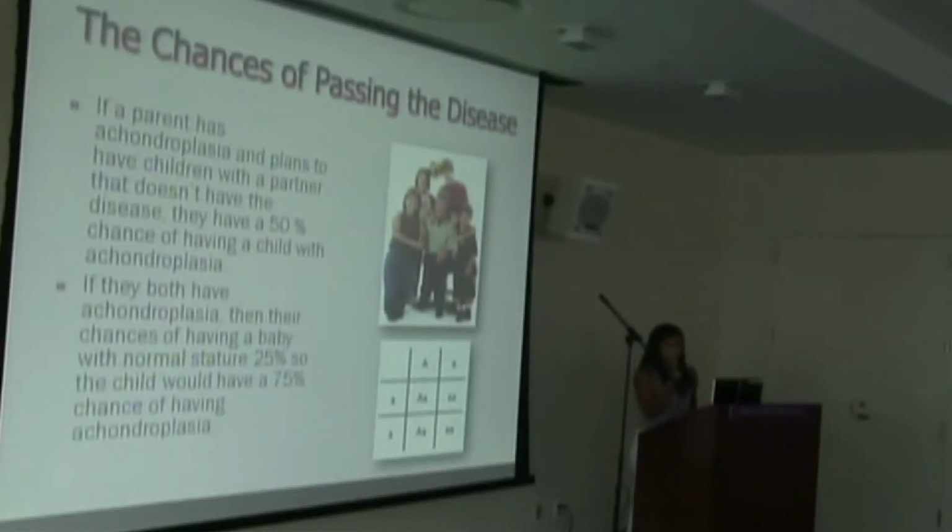The chances of passing the disease. If a parent has achondroplasia and they want to have a child with a person that does not have achondroplasia, then they will have a 50% chance of having a child with the disease. If they both have achondroplasia, then they have a 75% chance of having the child with the disease and a 25% chance of having a normal human with a normal height.